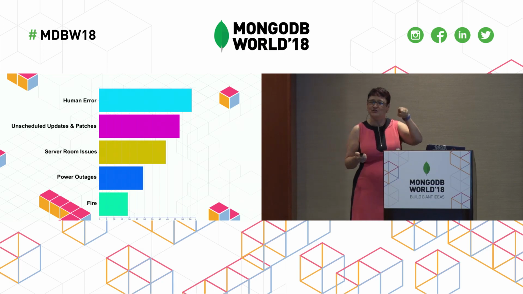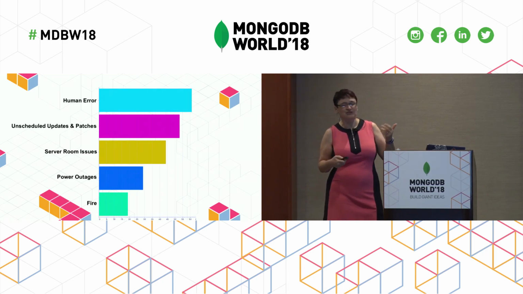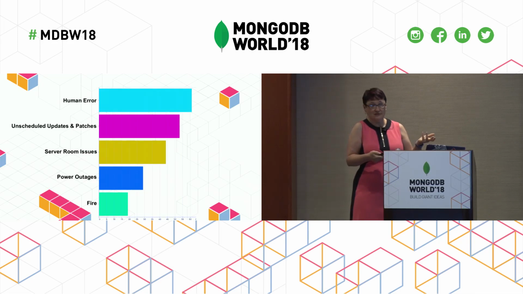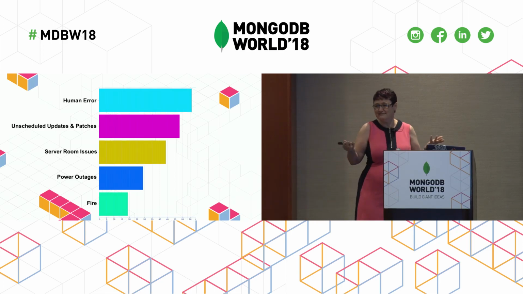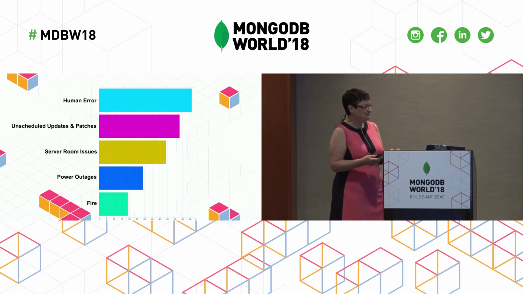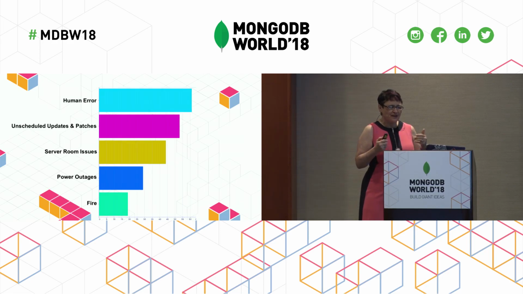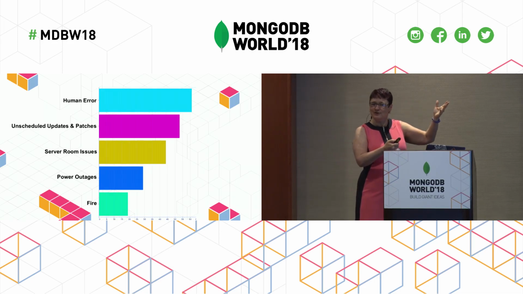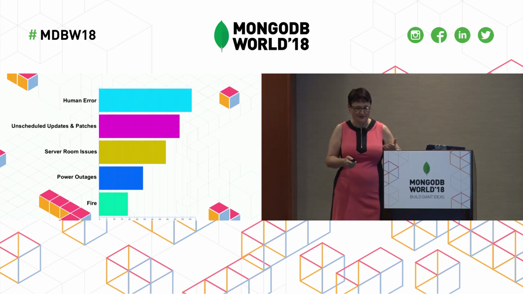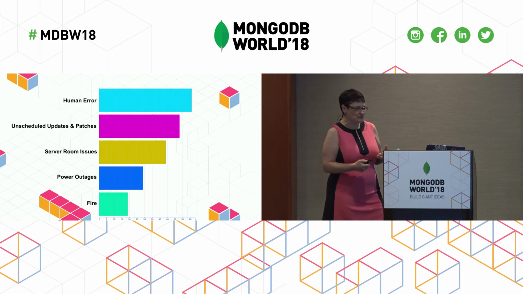More than one answer could have been given in the survey. So for example, I certainly hope that fire is considered a server room issue, right? And usually unscheduled updates and patches are part of human error, right? That's why they're unscheduled. We forgot to schedule them. So how do we avoid being one of these stories that's up here? And what can we learn from this?